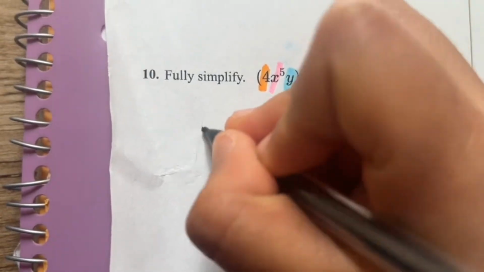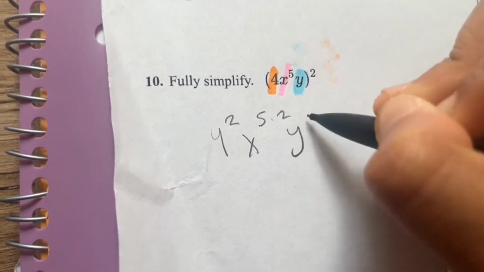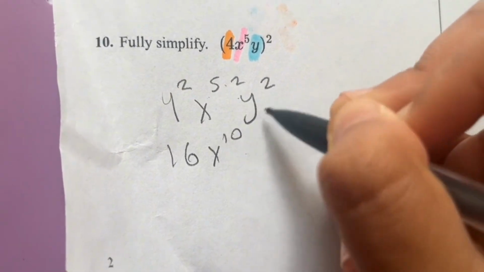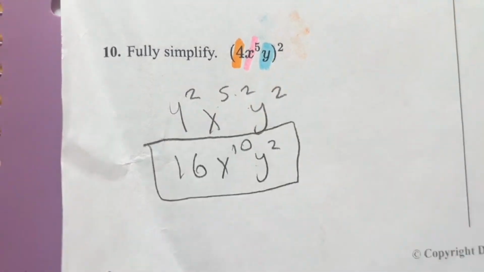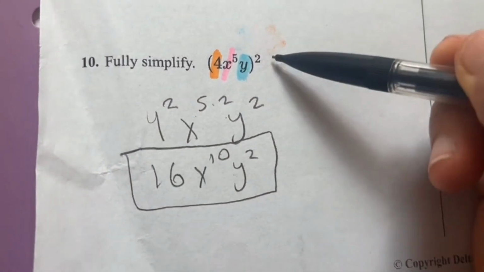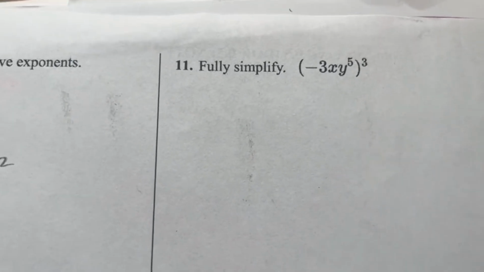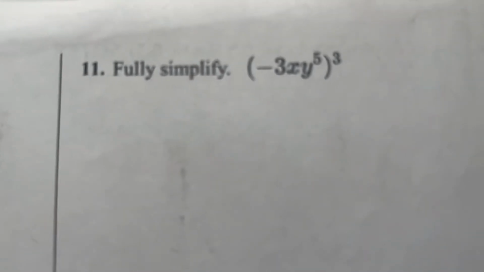Same process. 4 to the power of 2, x to the 5 times 2, y to the power of 2. 4 times 4 is 16. X, 5 times 2 is 10. And then y, by itself, to the power of 2. Sorry, guys. Yeah, this is your final answer because we distribute the 2. Then, as you can see, there's a negative right here, but it doesn't change anything. We're just going to repeat the process, so don't get scared of the negative.